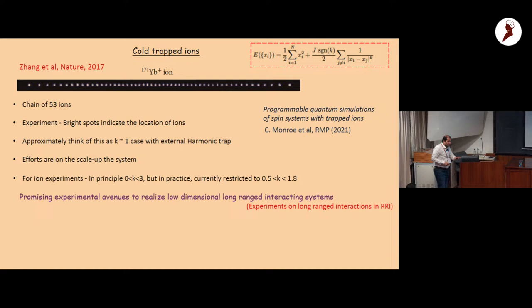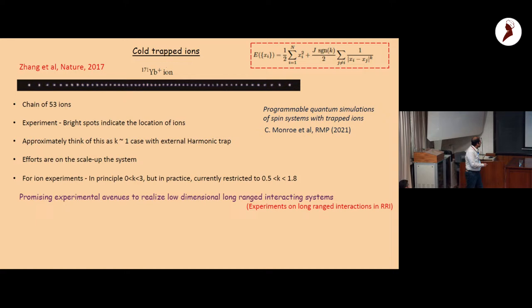I'm going to be talking only about classical systems. I'm just saying this to motivate how these ions arrange themselves. Presumably, to show the positions of ions, a classical description could be sufficient.